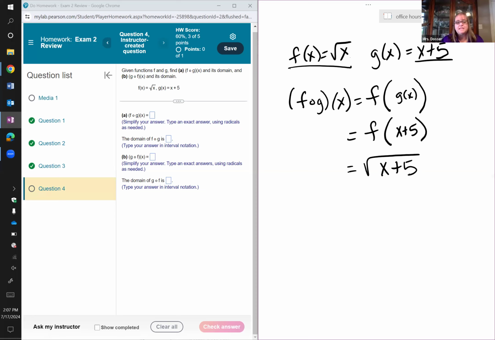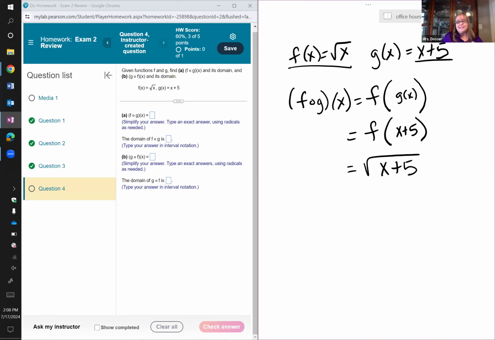Remember, when finding domain, domain is generally all real numbers, unless you have either a denominator, because remember the denominator can't be 0, or you have a square root, fourth root, sixth root, any even root, because remember what's underneath the even root can't be negative. And so we have a square root here. We can't take the square root of a negative number. So what's underneath it has to be positive or 0. We can take the square root of 0. We can take the square root of a positive. We just can't take the square root of a negative.